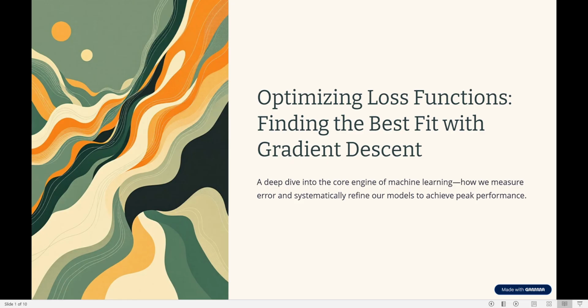Today we are discussing optimization, loss functions, and finding the best fit with gradient descent. In simple words, we explore how a machine learns by minimizing its mistakes step by step until it finds the most accurate solution.